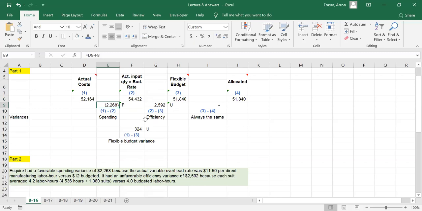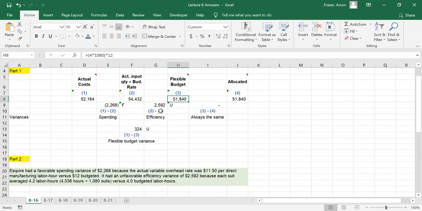The next variance we look at is the efficiency variance, which looks at the actual input quantity times the budgeted rate minus the flexible budget amount. So what this one looks at is the actual hours that you took times the rate, and the hours you should have taken times the rate. 4 times 1,080 should have been the hours that you expected to take to make these suits, times the rate.